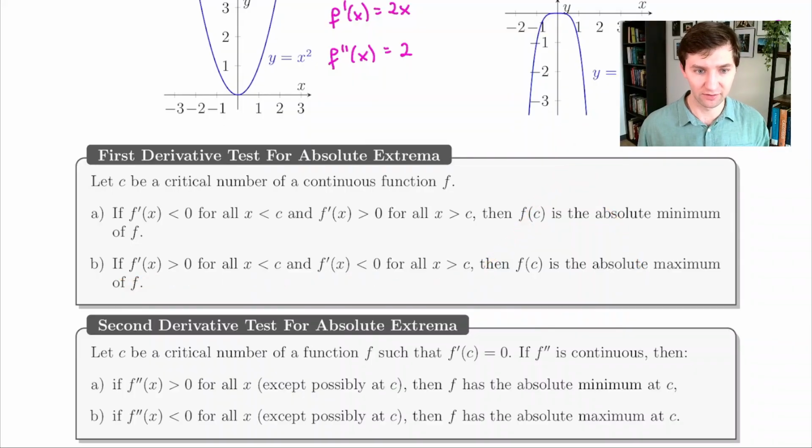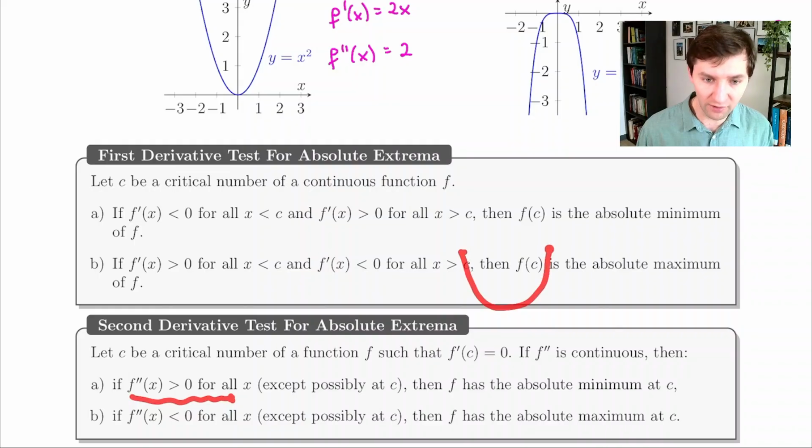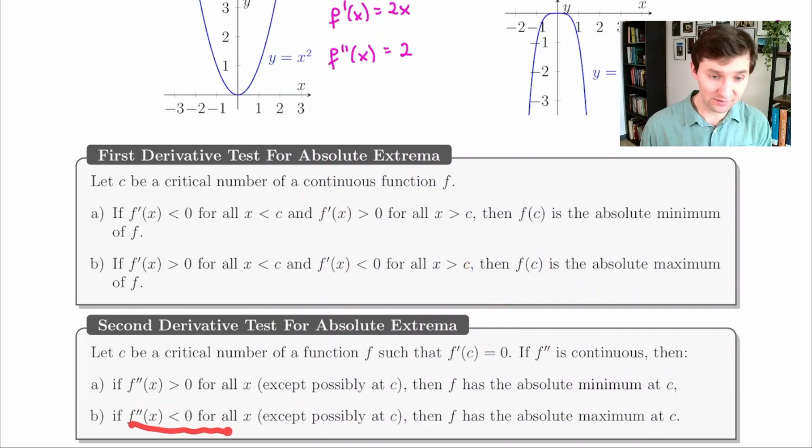The second derivative test says that if you're given a critical number of a function f, given by the condition f prime of c equals 0, and if you know that the second derivative is continuous, then if the second derivative is always positive, that tells you that the function is always concave up, telling you that you get the absolute minimum there. And if the second derivative is always negative, then the function is always concave down, meaning you get the absolute maximum.